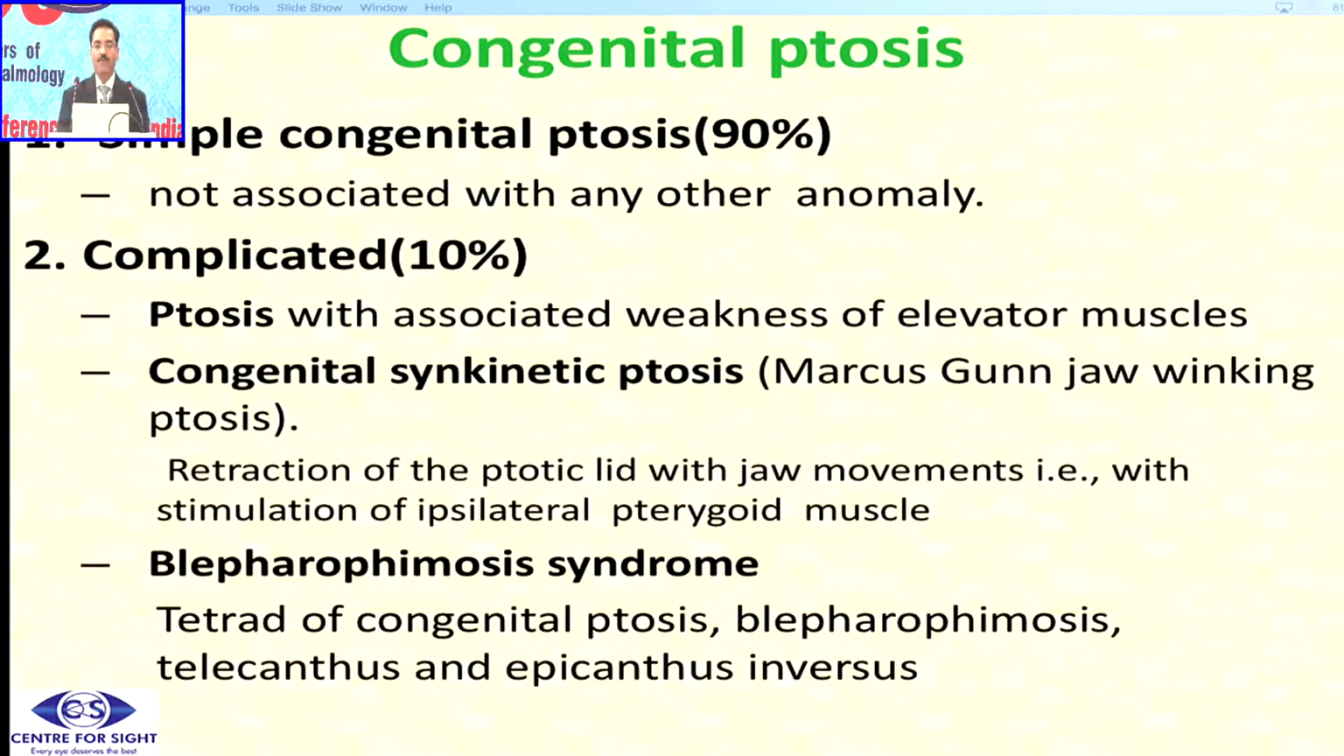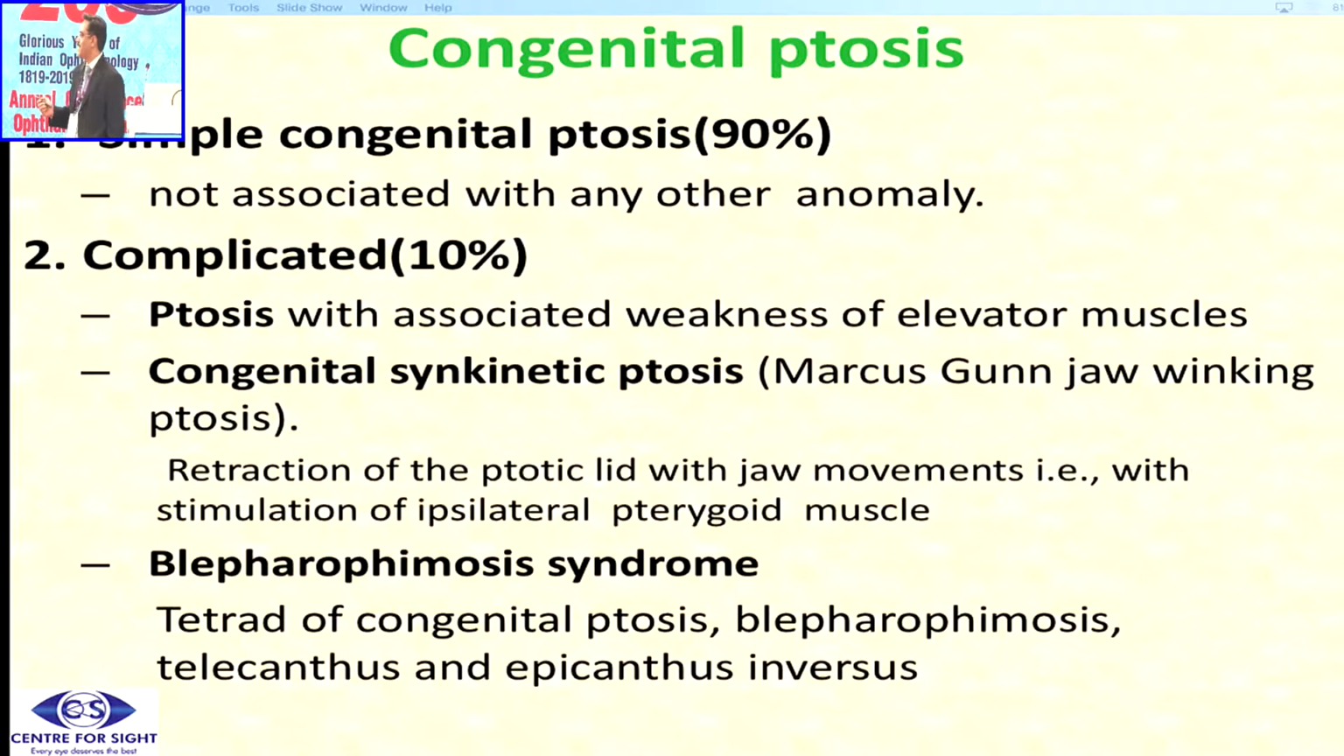Now we come to the ptosis. As I told you, most ptosis are congenital, and out of all congenital ptosis, 90% of them are simple. We call them simple when ptosis is not associated with any other complication, any other ocular problem. If ptosis is associated with weakness of elevator muscles, then it will be called complicated ptosis.